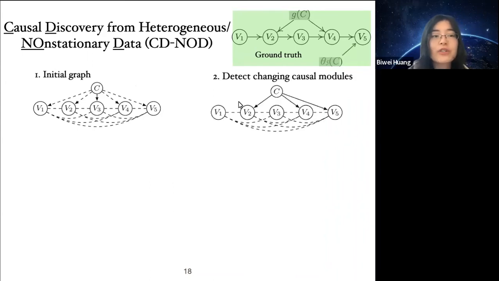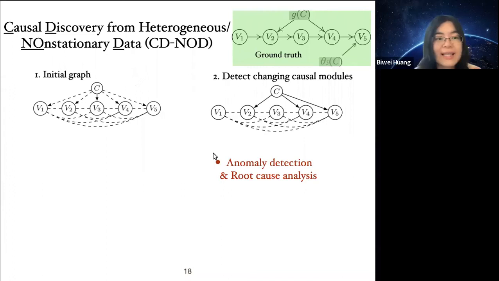Then we detect changing causal modules by testing for the conditional independence between V_i and C. For example, here we find that V3 and C are conditionally independent given V2. Then we can remove the edge between V3 and C. Therefore, V_i has a changing causal module if and only if it is adjacent to C. This step is very useful in anomaly detection and root cause analysis, because in some real-world problems, although one may observe a huge amount of variables with changing joint distributions, actually, it is only due to a few root causes which have direct connections with C.